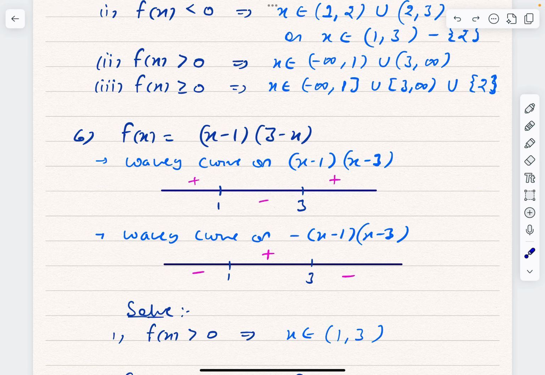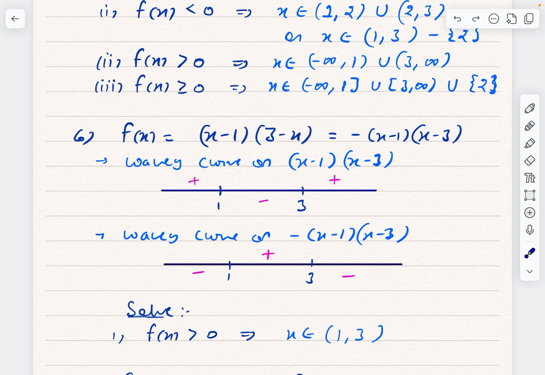See guys, there's one interesting thing here which we have not seen till now. Till now, everywhere we have had x minus something or x plus something. But in this problem we have (x − 1)(3 − x). Just keep one thing in your mind: whenever using the wavy curve method, the x term has to be positive. So this 3 − x, I have to make x − 3, so I'll take the negative outside.